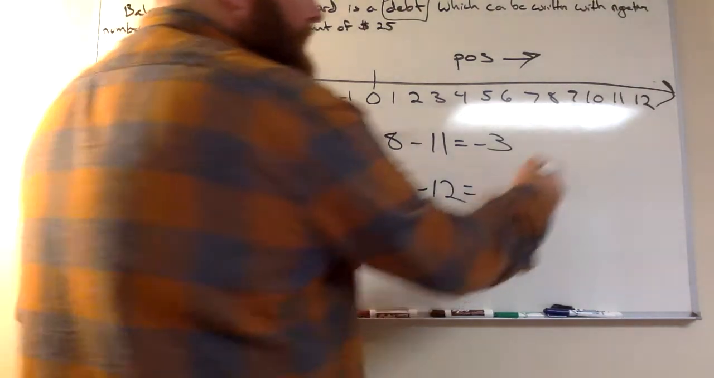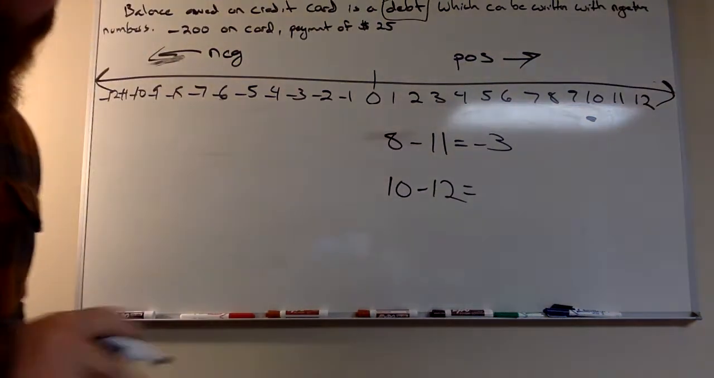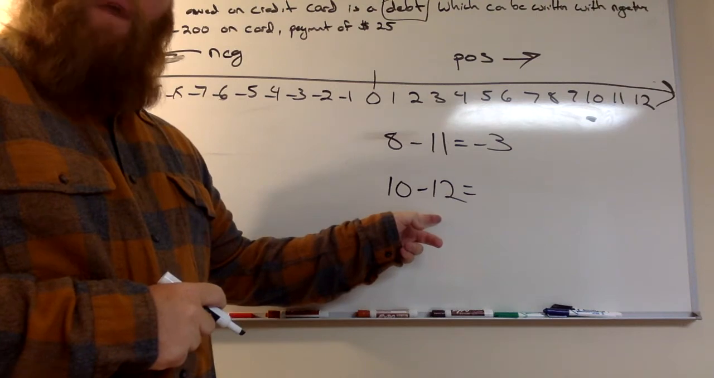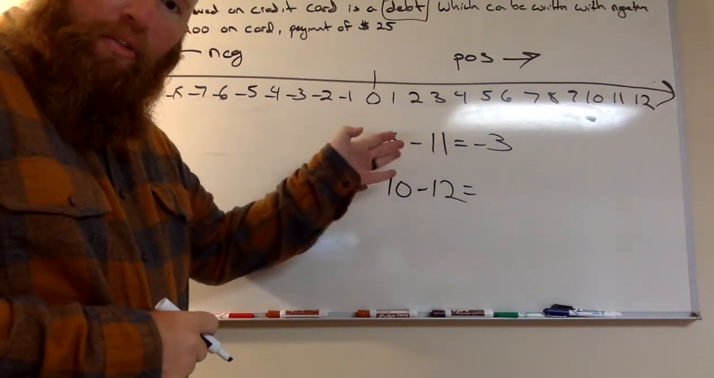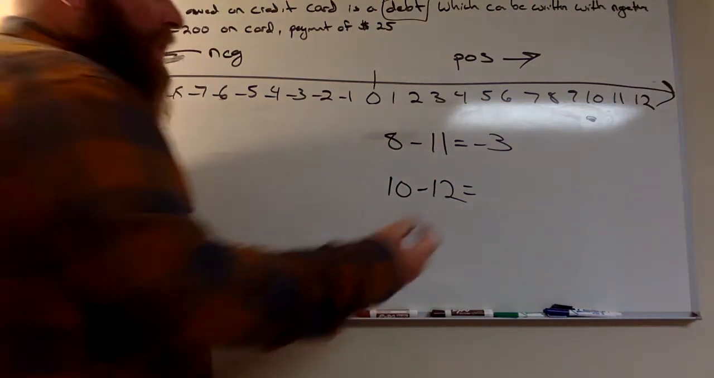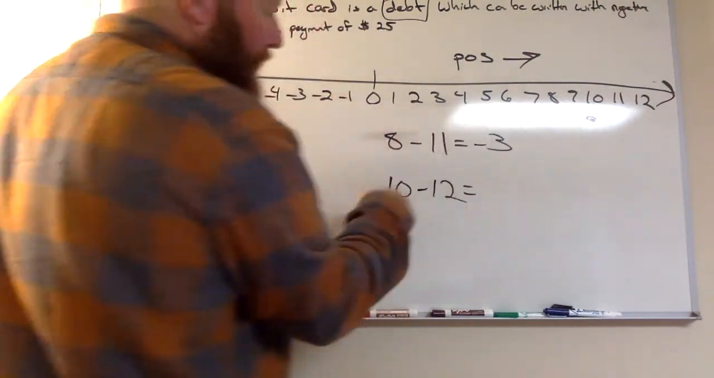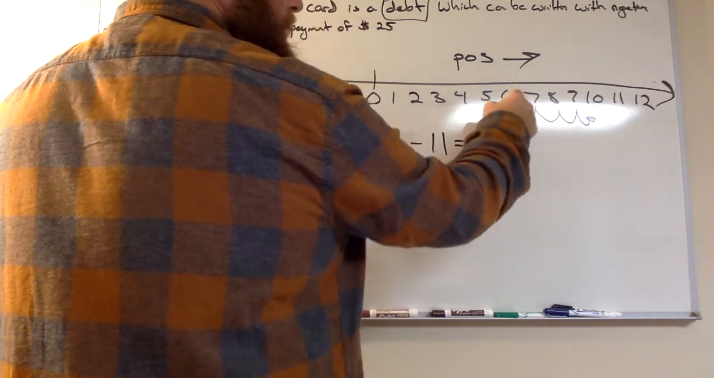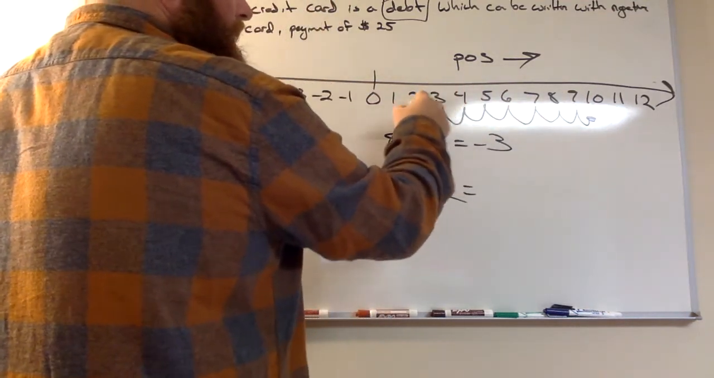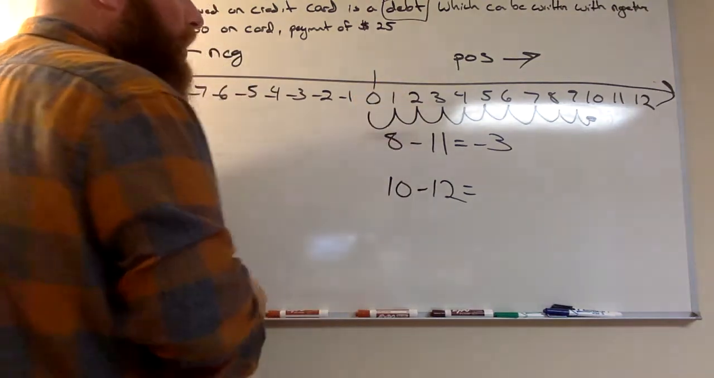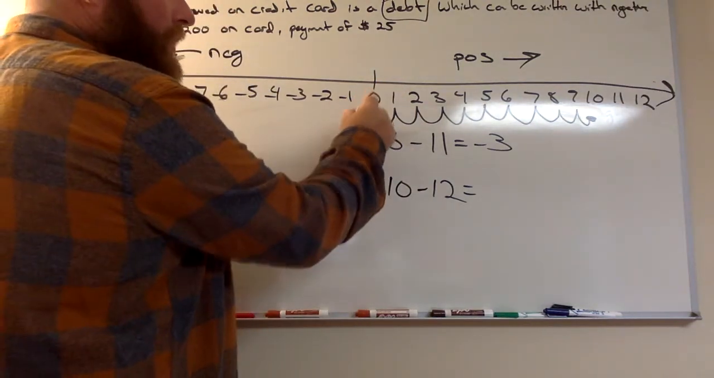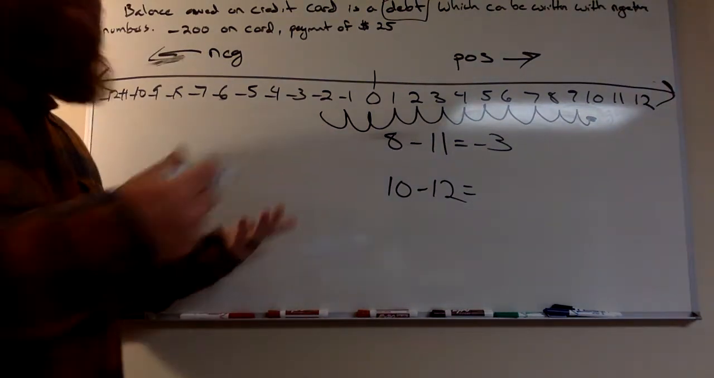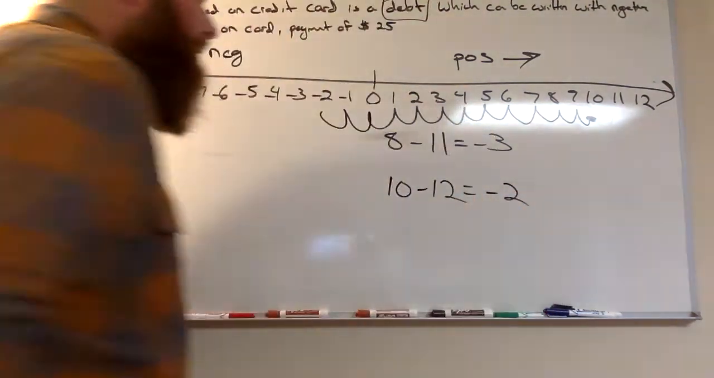So I'm starting at a positive 10. Positive 10 is right here. Done. What am I taking away from that 10? I'm taking away 12 integers, right? Taking away, going back. So now I'm going to, how many? 12. From the positive 10. 1, 2, 3, 4, 5, 6, 7, 8, 9, 10, 11, 12. I was looking at the other one. So if I get down there, I get to a negative 2. Perfect.